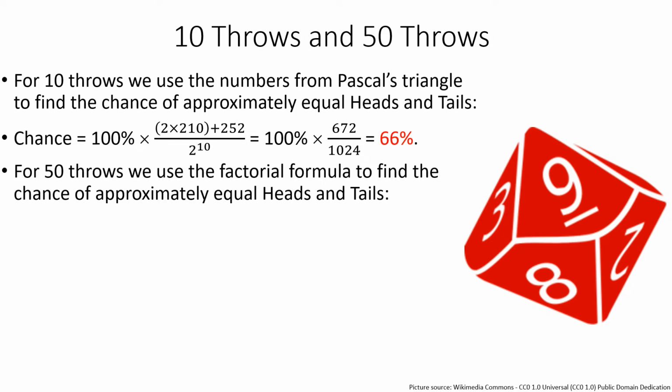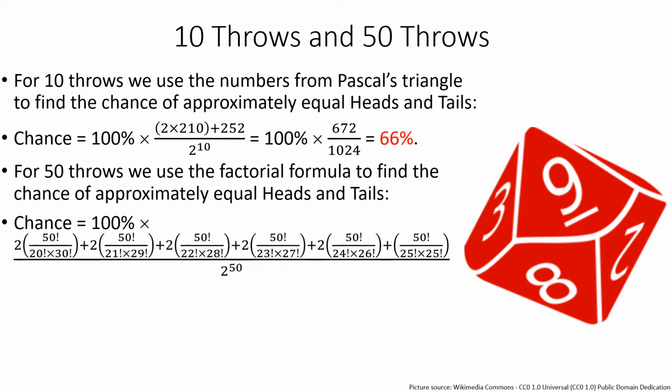So supposing we move on to 50 throws. Now we haven't got Pascal's triangle in front of us with the 50th row, so we're going to have to use the factorial formula to work this out. So slightly more work involved here. So because it's between 40% and 60%, we've got to consider all of these possible throws. So basically anything between 20 heads and 30 heads out of 50, that's going to be between 40 and 60%.